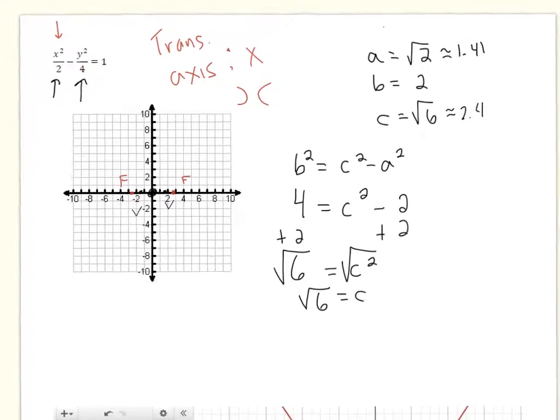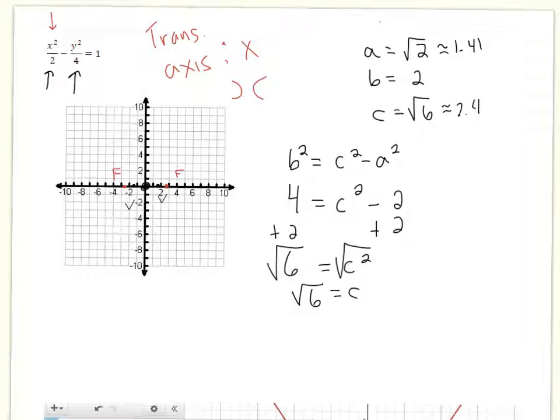Now the only thing I have to really figure out is how wide my hyperbola is, so I can make the asymptotes. Since the transverse axis is the x, if I go back and look at the asymptote equations for that, it's y equals plus or minus b over a x. So it's always b over a or a over b, but it's important to remember which one goes where. So y equals plus or minus b, which is 2, divided by a, which is the square root of 2, x.